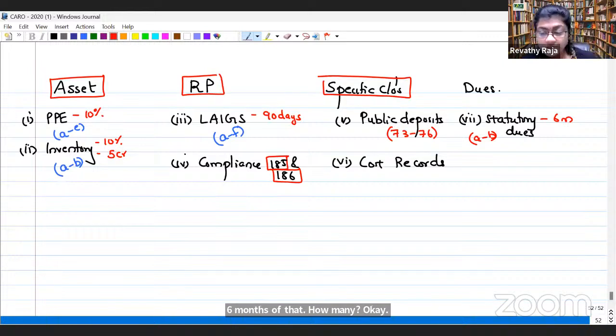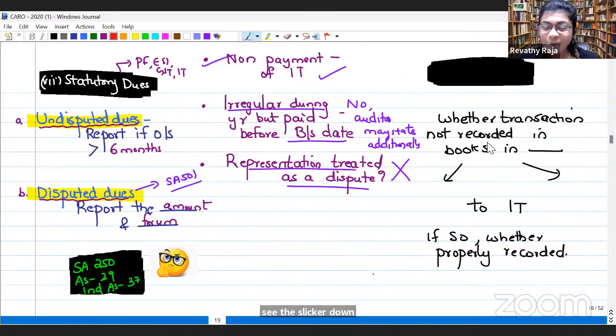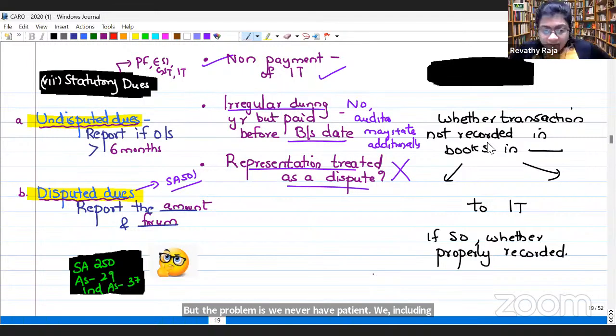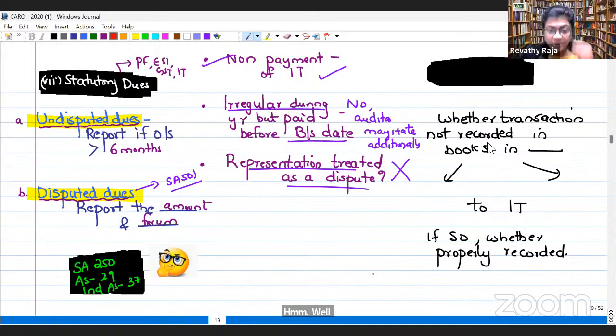The other thing which I said was, seriously, we should have patience. But the problem is we never have patience. We, including me only, I'm saying. Perseverance.